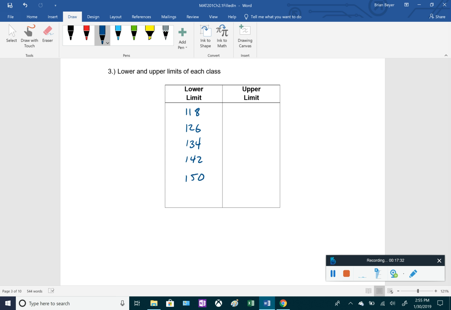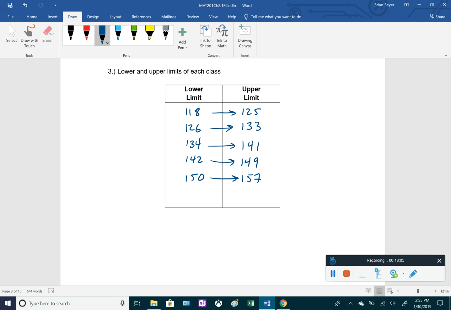The upper limits are going to be 1 less than the following lower limit. So this one's going to be 125 for the first one because the next lower limit was 126. Then we can just keep on adding 8, and we'll be done. So 125 plus 8, 133, plus 8, 141, plus 8, 149, and plus 8, 157. So here are our classes: class 1, class 2, class 3, class 4, and class 5.